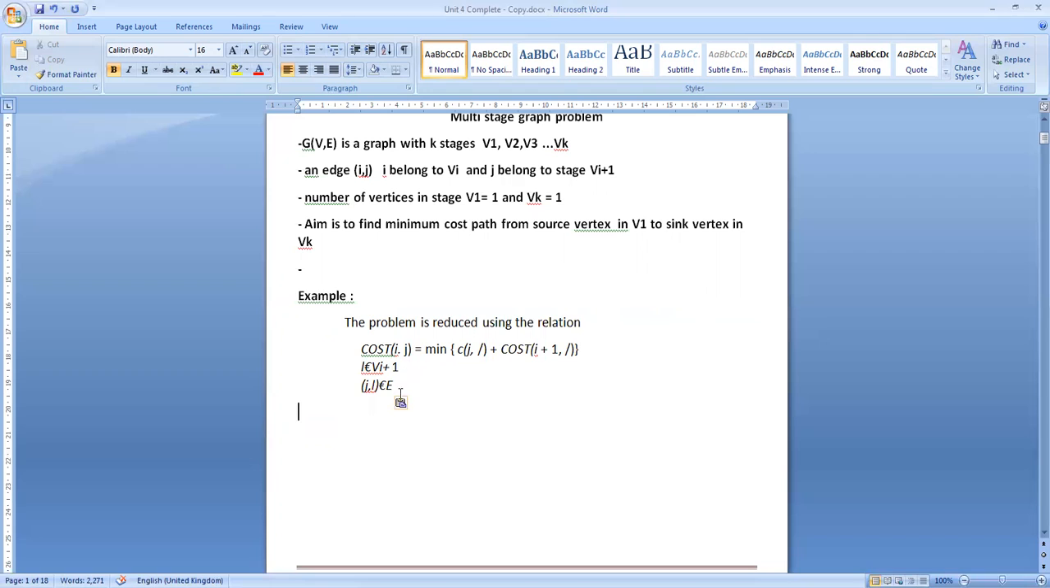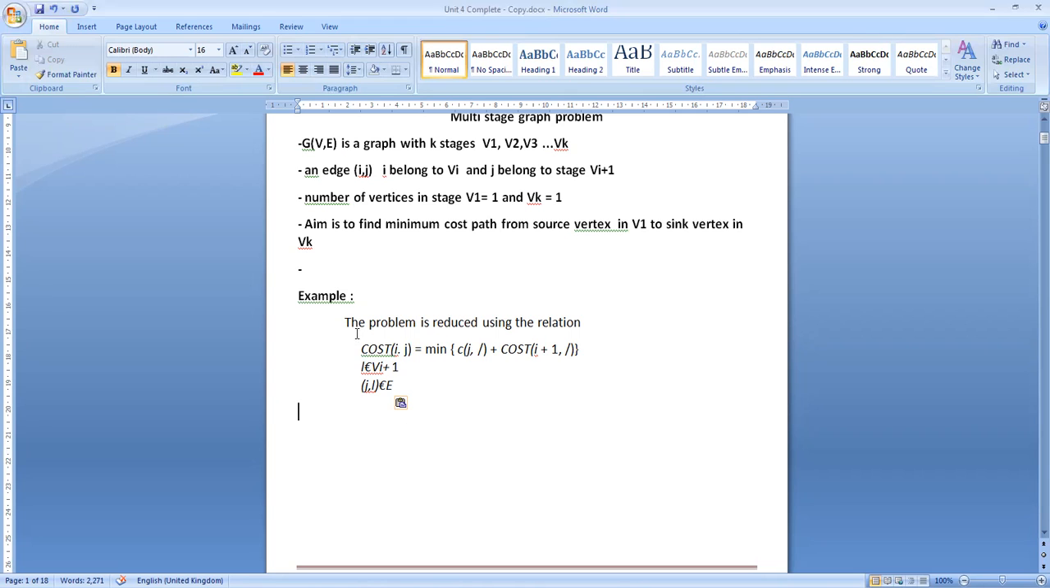Cost of (i, j) equals minimum of cost of (j, l) plus cost of (i plus 1, l), where l belongs to Vi plus 1 and (j, l) belongs to E. What is this E? Set of edges. And what is this V? Stage number. See, I want you to give a greater deal of attention to this particular relation. Unless you understand this relation, you cannot solve this problem.